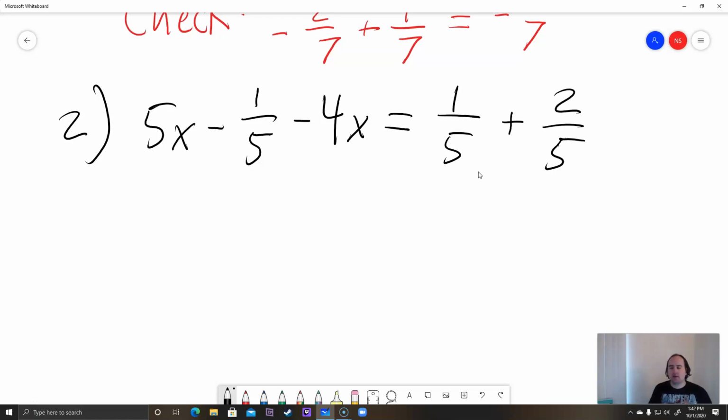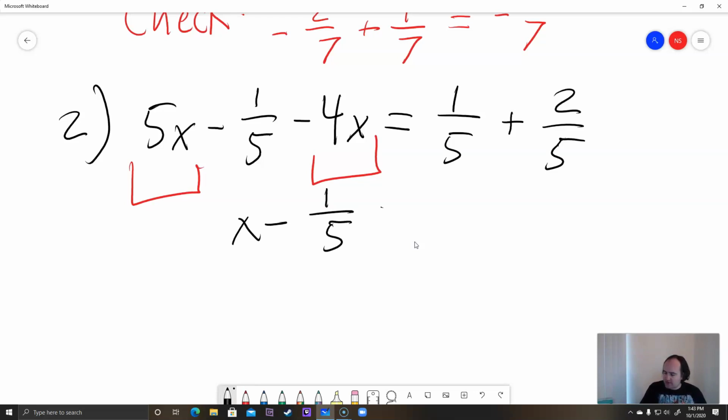Now, even though this one looks a lot more complicated than the last one, it's actually also an easy problem, because notice that all the fractions have exactly the same denominator. So these are all like fractions, which means all we have to do is combine the fractions, and then isolate the variable. On the left side, we can combine like terms: we have 5x minus 4x, and 5 minus 4 is 1. So that's just going to give us x minus 1/5 on the left side.